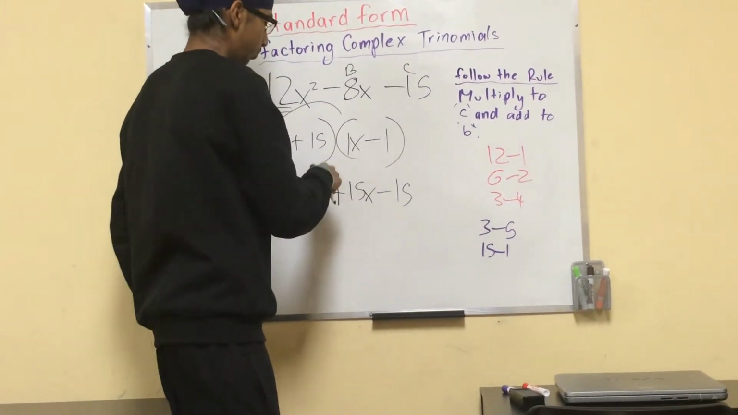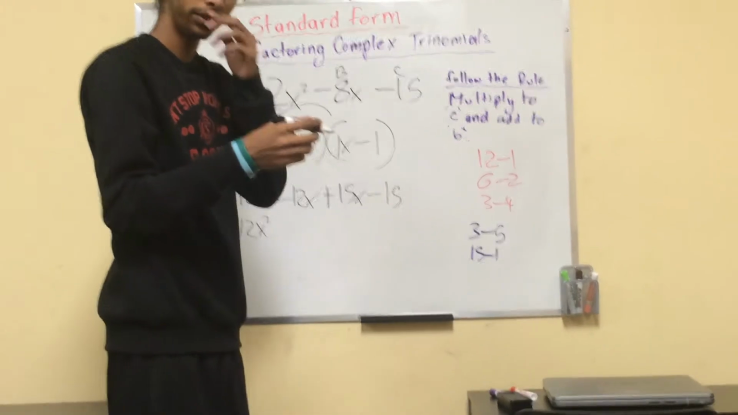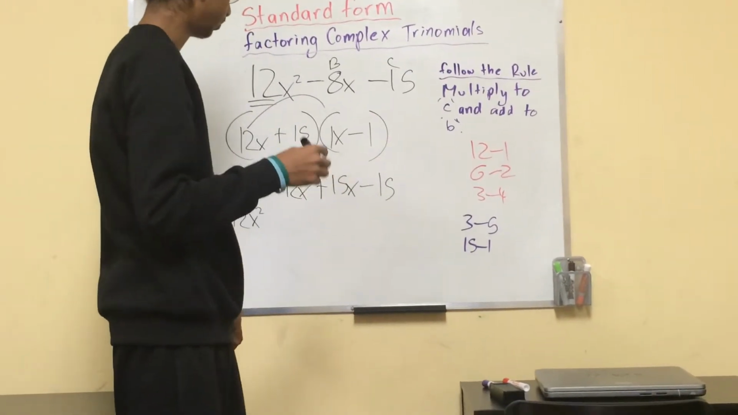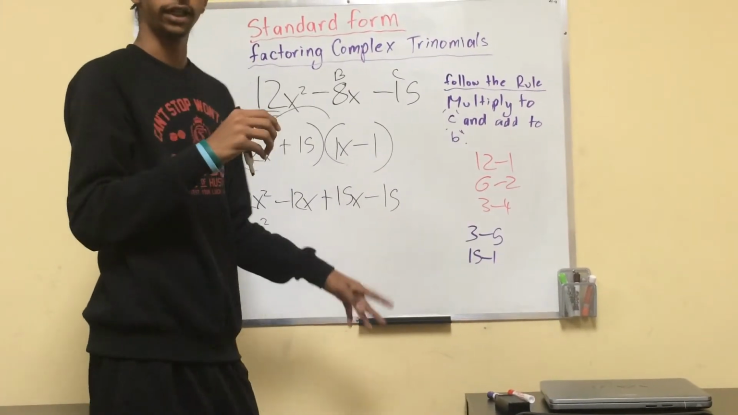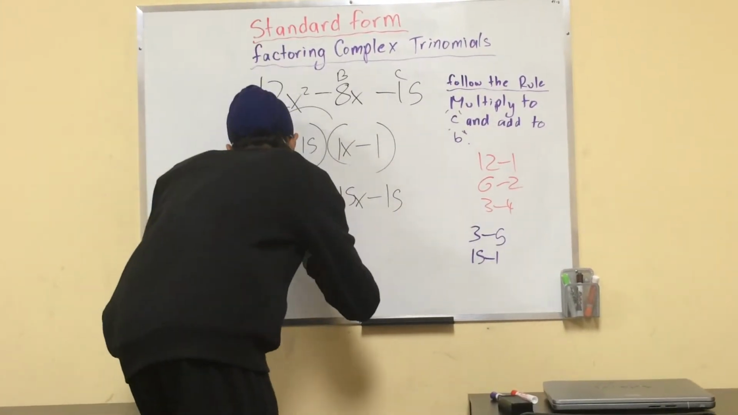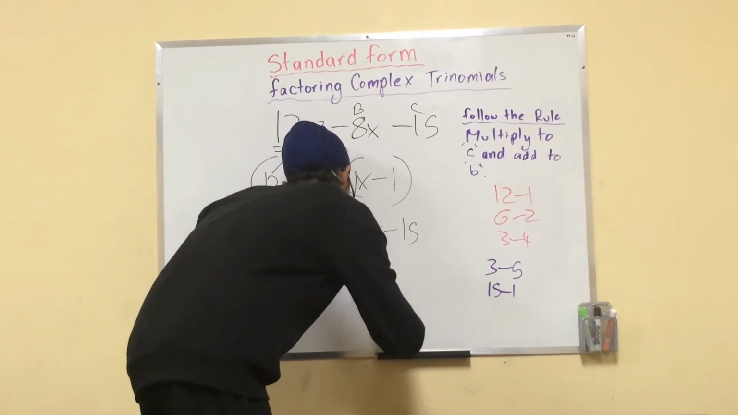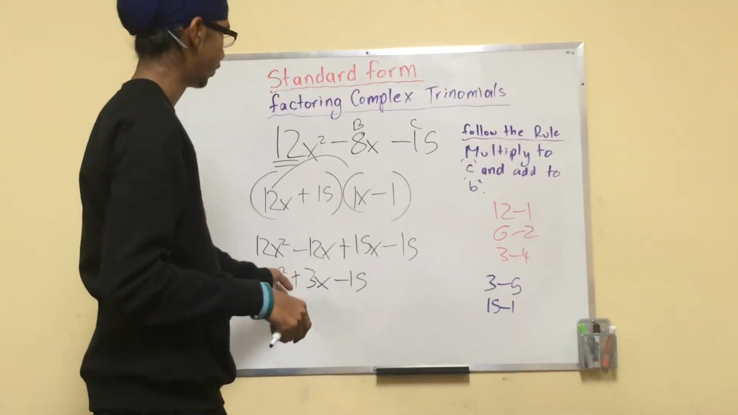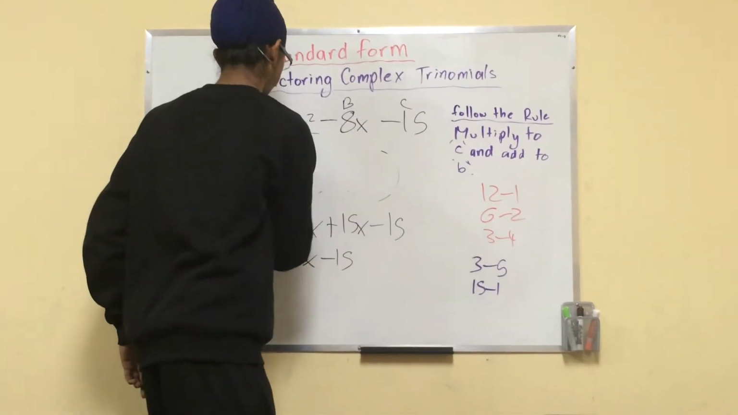So when we add these together, it becomes 12x squared. Negative 12x plus 15x equals? Negative 180x. No, we're adding them together. So it'll equal 3x. Oh, but that's okay. And then you just bring the negative 15 down. So again, we see this is not the equation that we wanted, so we're going to scratch this out.